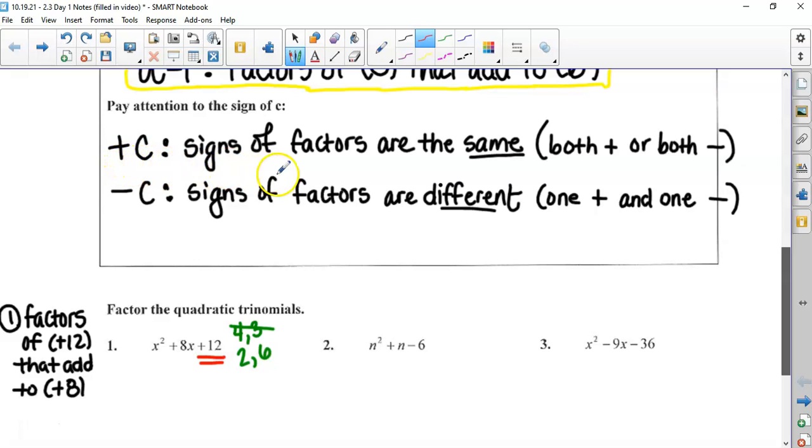If C is positive, both of the factors have the same sign, either both positive or both negative. Why? A positive 2 times a positive 6 is a positive 12. A negative 2 times a negative 6 would also get me a positive 12, right? Negative times negative is a positive. But to make that decision, we have to look at what we're trying to get to. I am trying to get to a positive 8. So I want this 2 and this 6 to both be positive. So our factored form is going to be x plus 2 times x plus 6, and we are done.